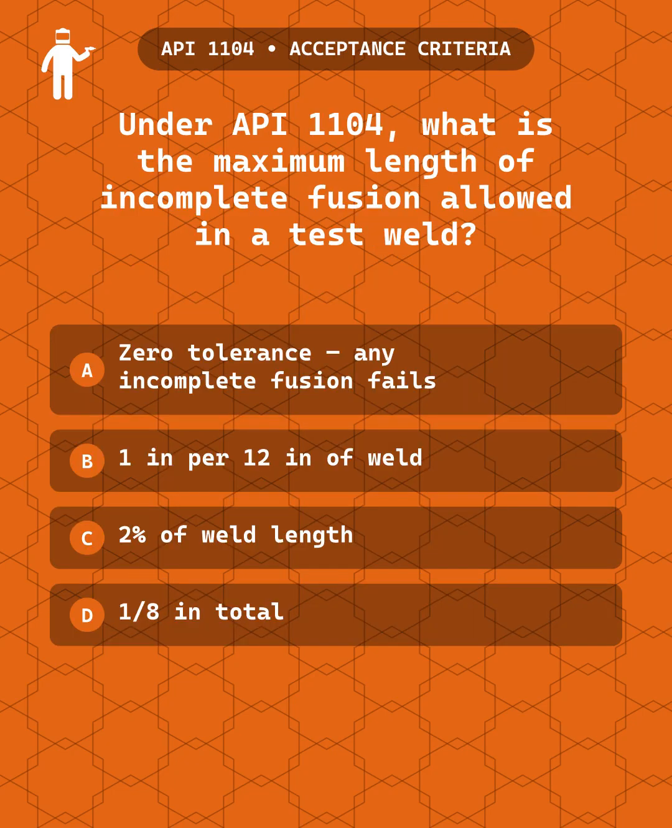Question 8. Under API 1104, what's the maximum length of incomplete fusion allowed in a test weld? Is it A, 0 tolerance, any incomplete fusion fails, B, 1 inch per 12 inches of weld, C, 2% of weld length, or D, 1/8 inch total?